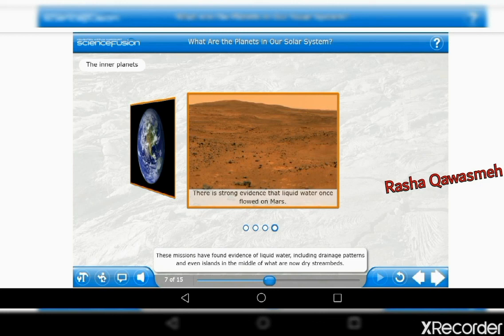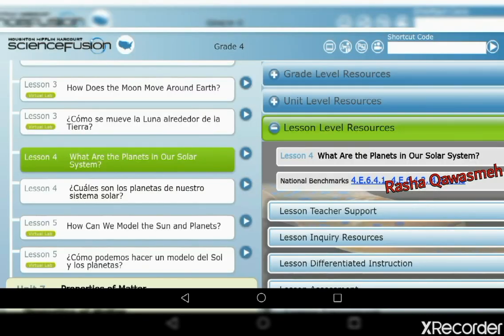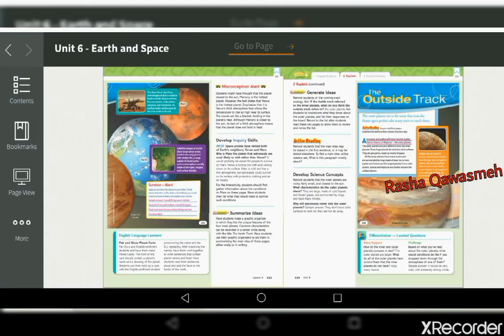Okay, we'll stop here and we will see the second part, which is talking about the outer planets and the life zone. So we will stop this page, as you can see. Okay, so this is page 333.